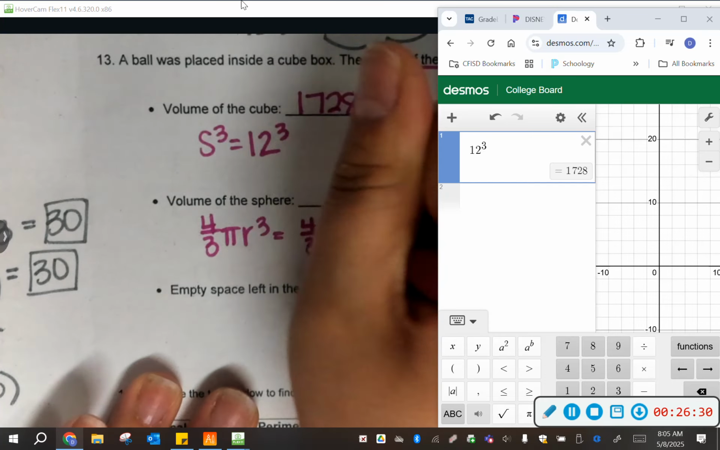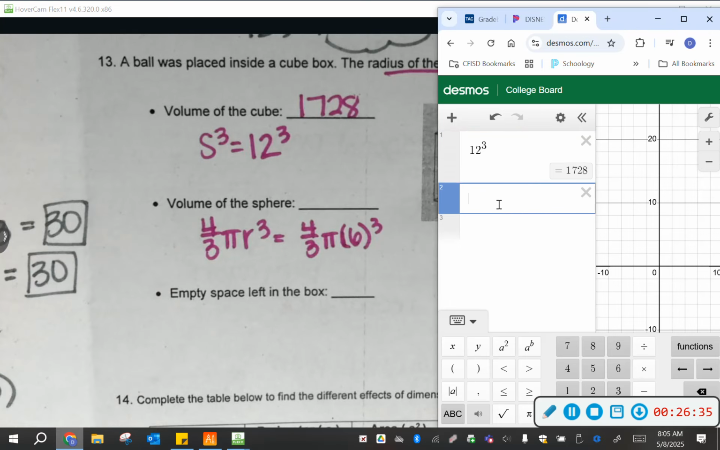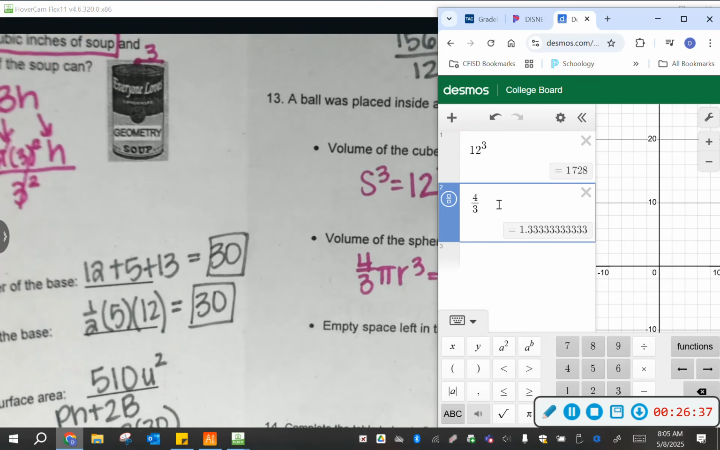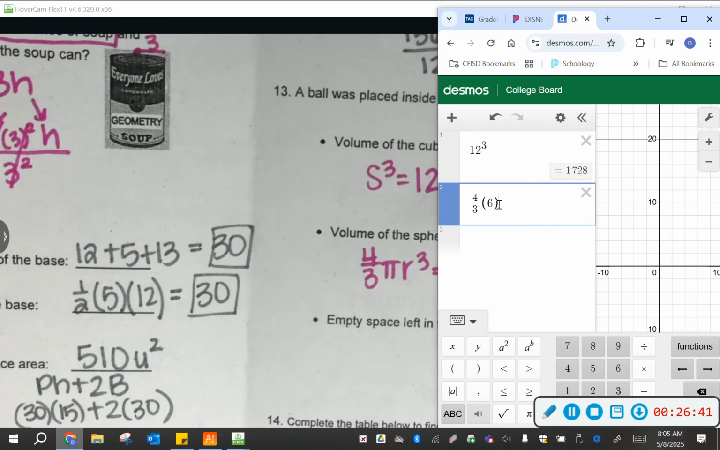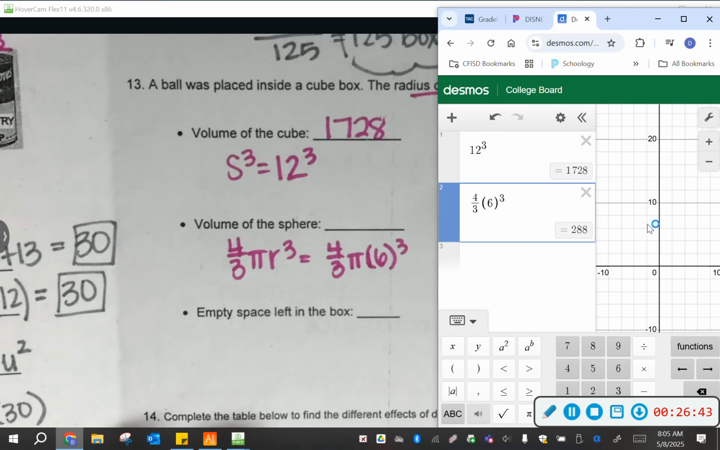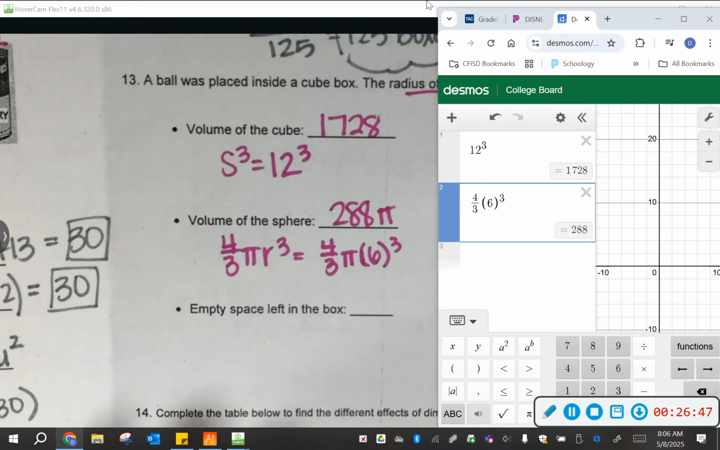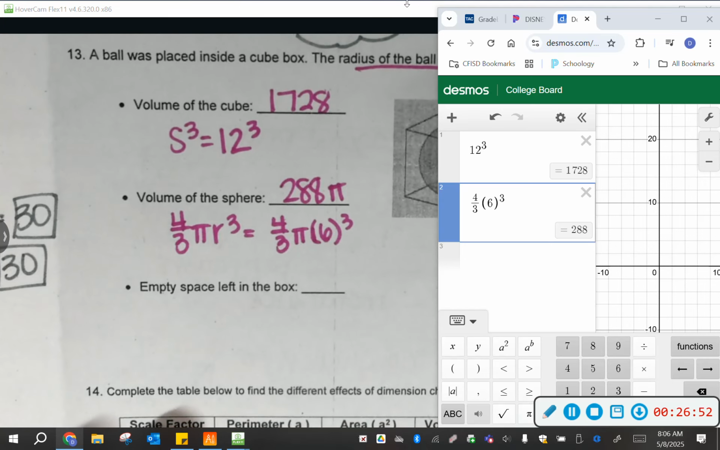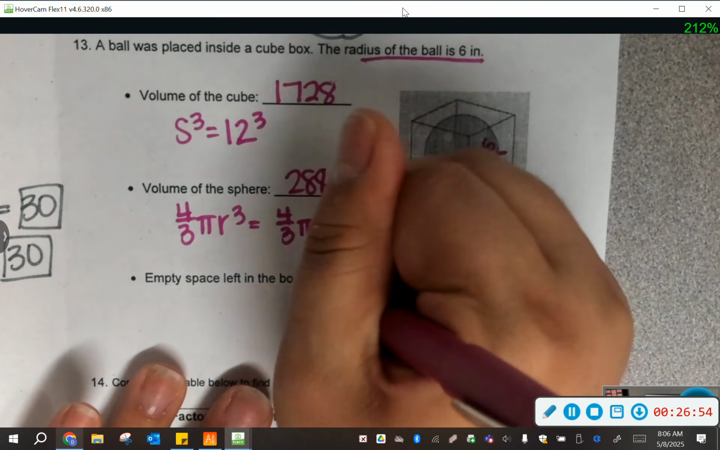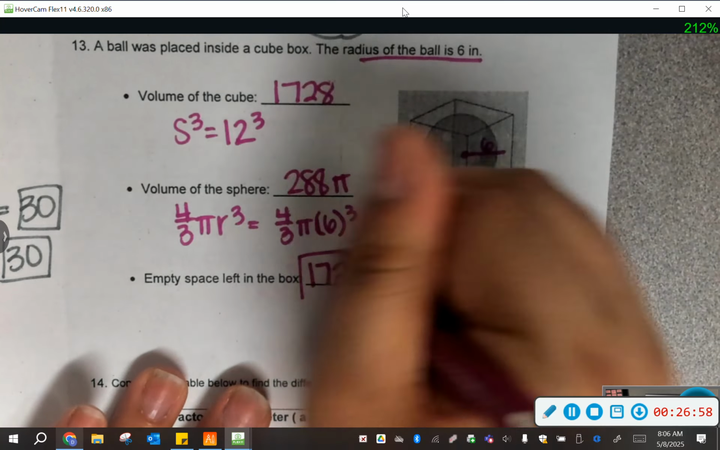Which is 288 pi. Hey guys, can y'all look up since the bell hasn't rung real quick? Remember when you subtract, if one has pi and one doesn't, you just subtract them. 1728 minus 288 pi. Y'all have a good day, study.